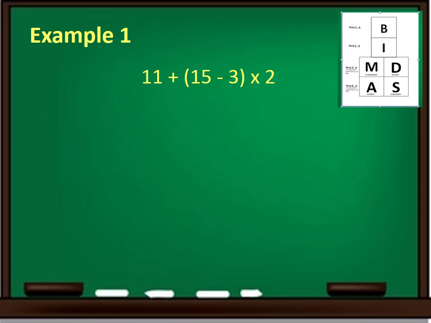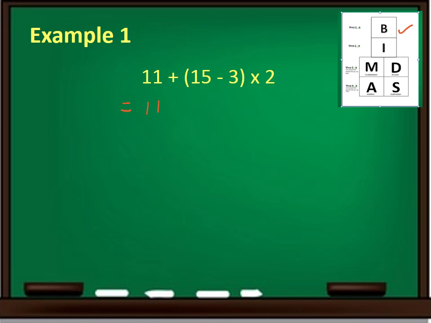11 plus brackets, 15 minus 3, close brackets, times 2. So I'm going to put my equal sign over here. First thing you do is write down your problem like it's written there in yellow. I put my equal sign there. I've got brackets, so I'm going to do them first. That's the 15 minus 3.